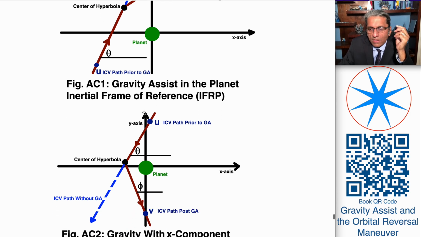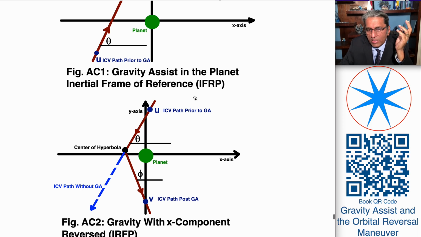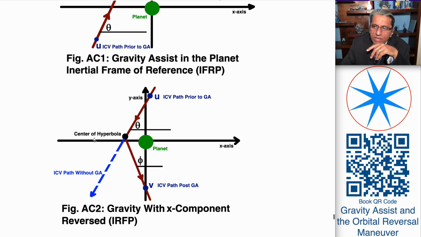Okay. We can also look at a situation where the spacecraft, if this is the direction of the planet's movement, actually comes in towards the planet. The x component of velocity of the spacecraft is actually negative.